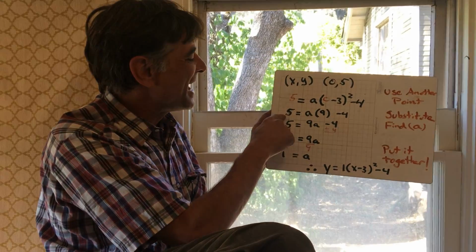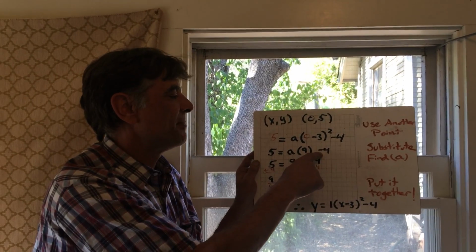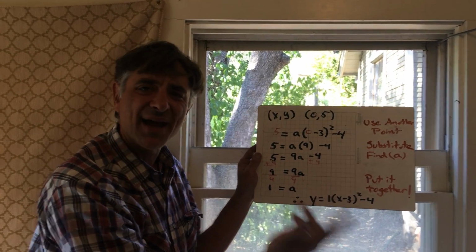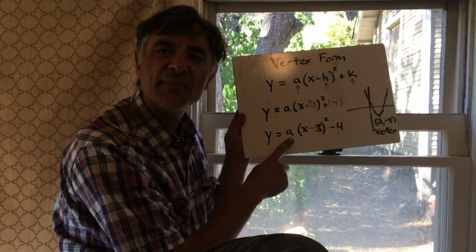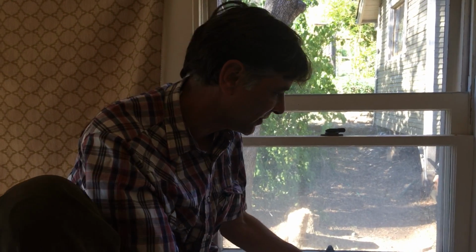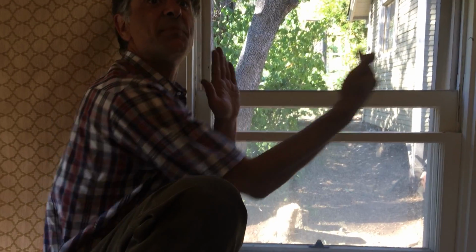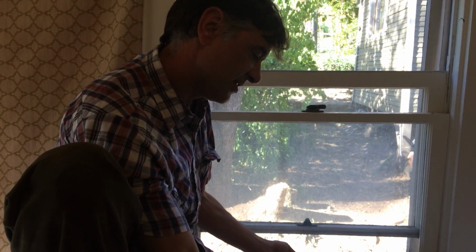Thank you. So now I have what? 5 is equal to 9a minus 4. Oh, let me back up. I'm sorry. What is a? Who can tell me what a is? Does everyone remember the definition of a? Yeah, that's our stretch factor. It comes back to that parabola being stretched or not so stretched.